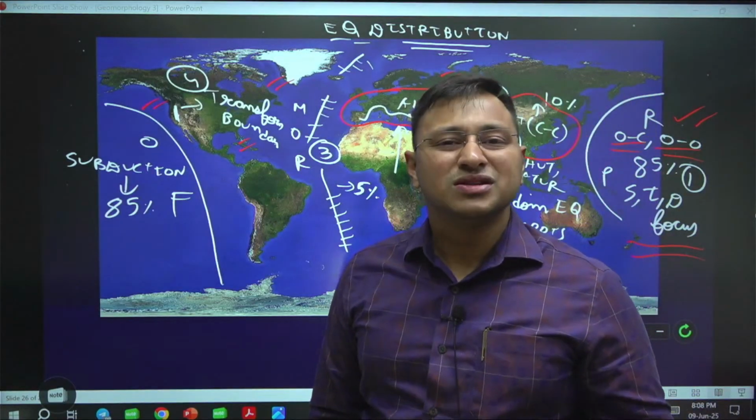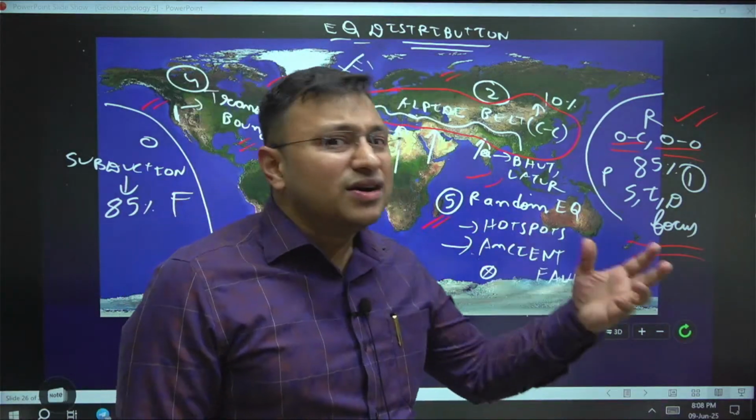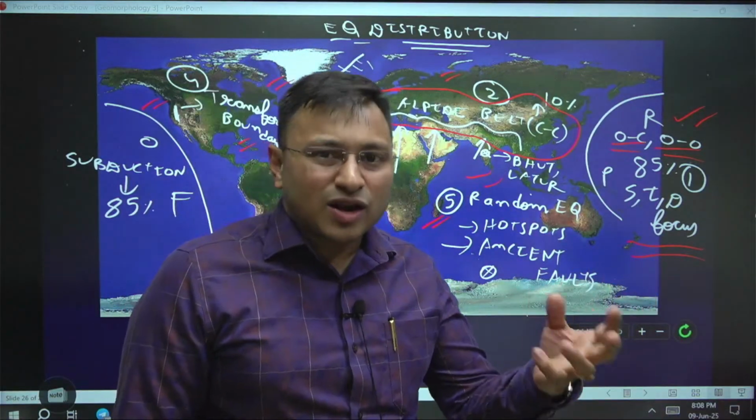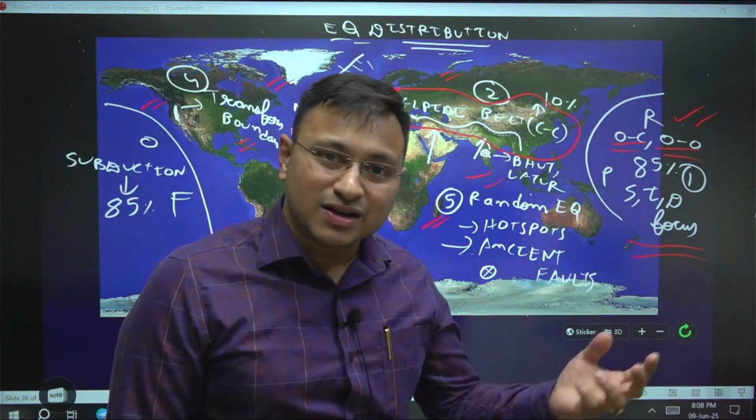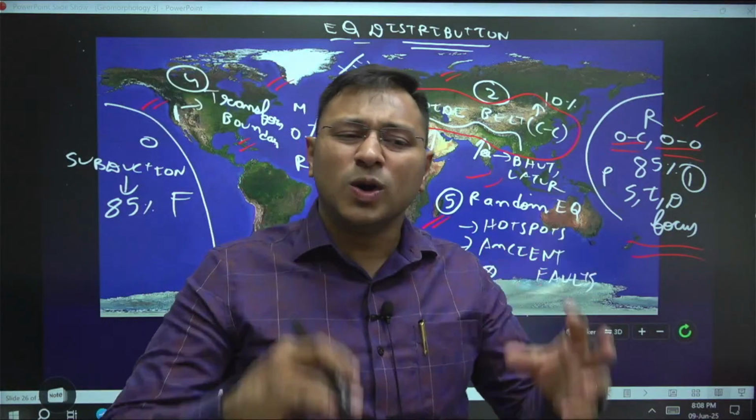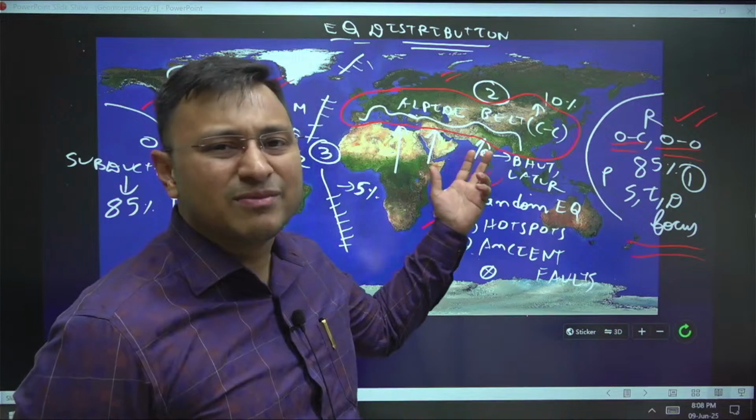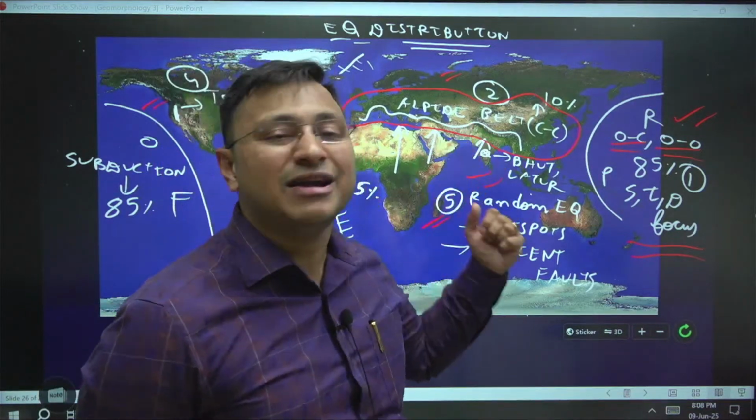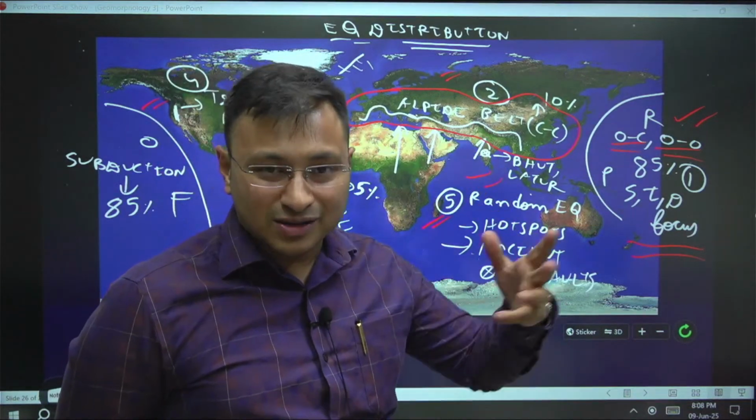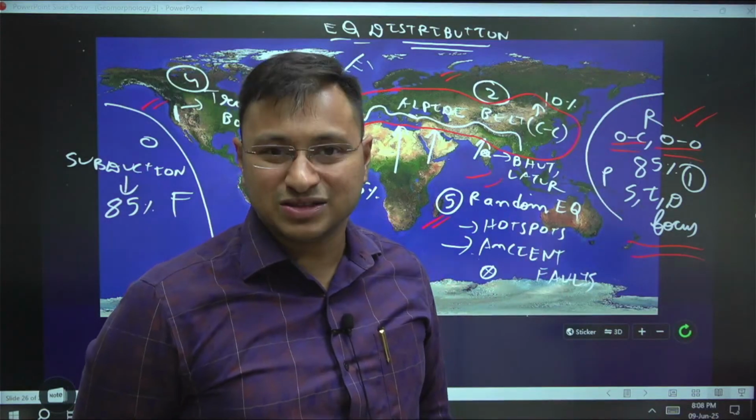Randomly distributed in the sense of what? Certain earthquakes can occur along the hotspots, but you can very well understand, if we are having a very old landmass, like India, all of us know that the origin of India is close to 3 billion years.